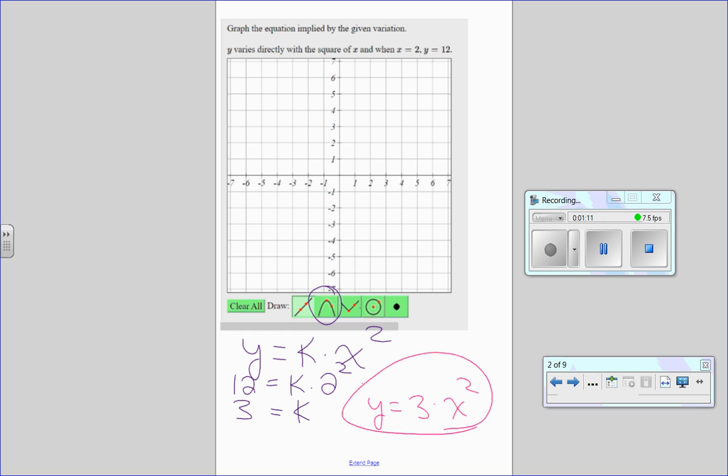Every single direct variation function is going to go through 0, 0. So my advice is put one of your two coordinates on 0, 0. And then let's figure out what y would equal if x is 1. If I put a 1 in for x, y would equal 3. So go ahead and graph the coordinate 1, 3. And if you are using the parabola tool, a parabola will automatically appear, and it will give you credit for that. So you only need 2 coordinates for these parabola graphs.